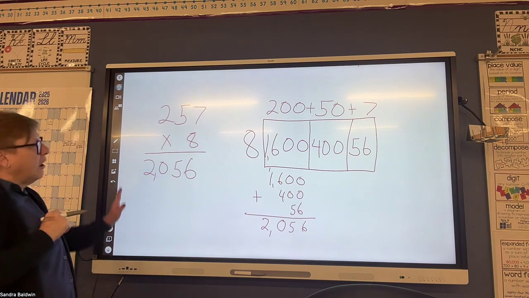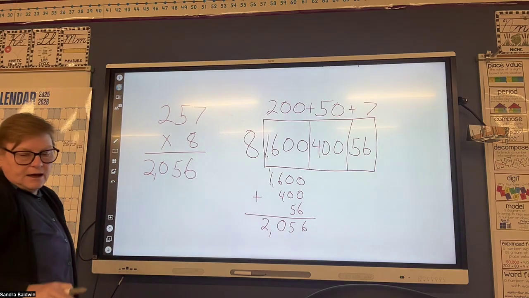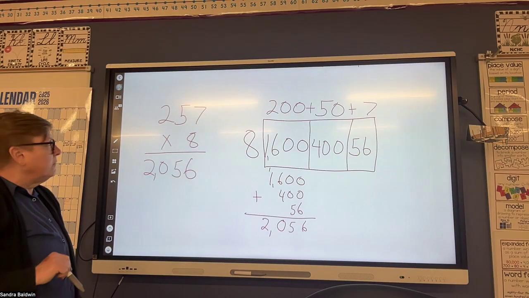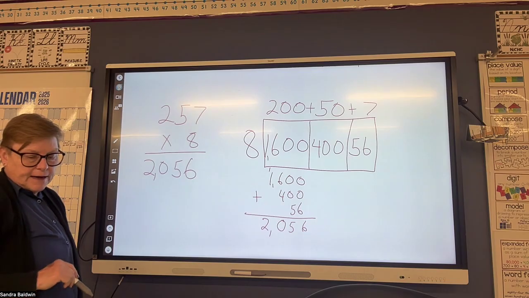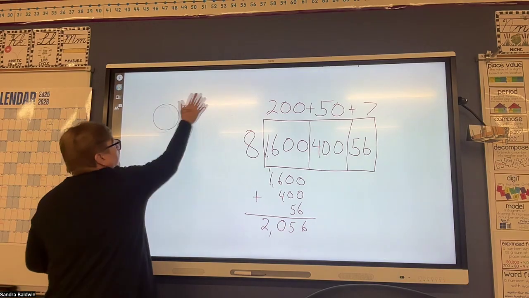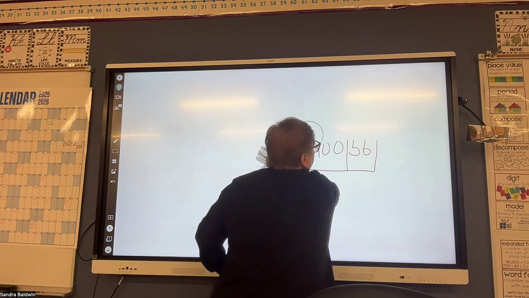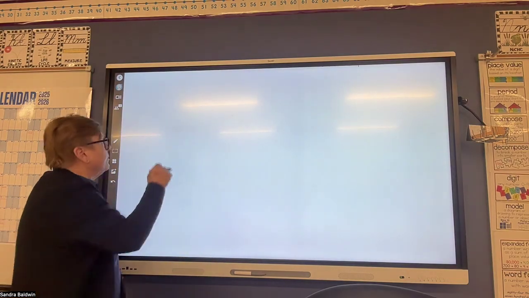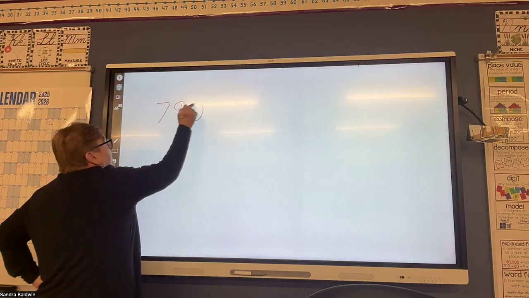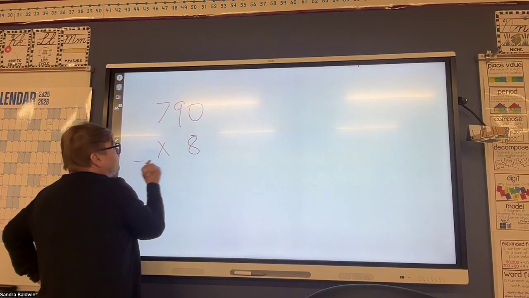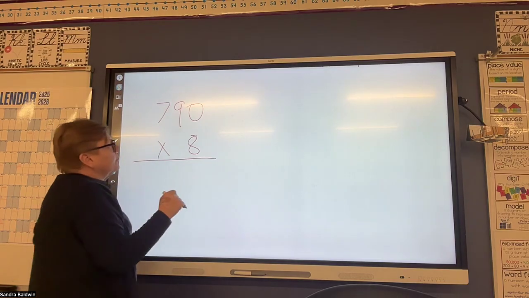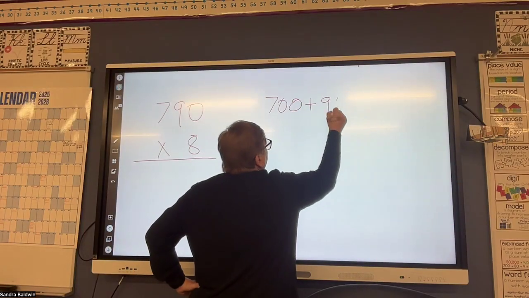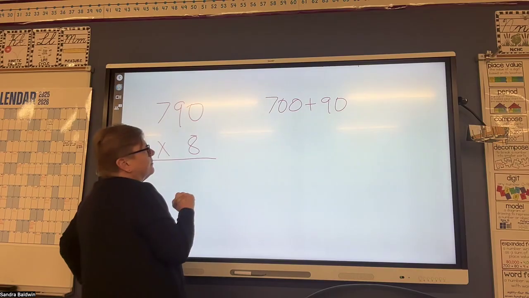So you're going to do all the problems very similar to this, since that's a skill that we're practicing. I am going to do one more. I'm going to do 790 times 8. I think I'll just erase this. We're going to do 790 times 8. So I will decompose 790: 700 plus 90. I really don't need to do a special on the ones.